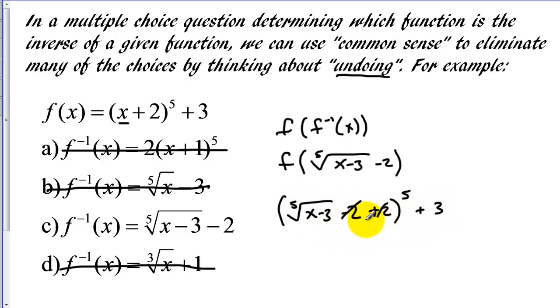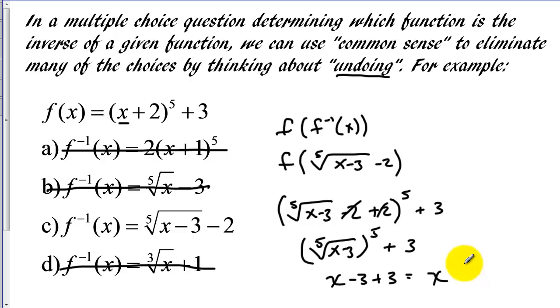Here, those 2's cancel out, so we've got the 5th root of x minus 3 raised to the 5th power. When you raise a root to its power, it undoes the radical symbol, so we have x minus 3 plus 3, and we get x. Now, to be complete, we should also evaluate the other composite. I'm not going to do that. It is going to check out.